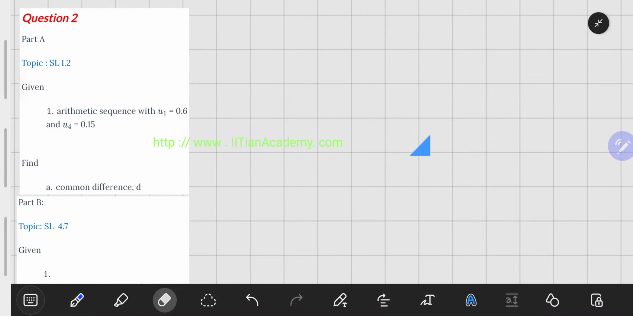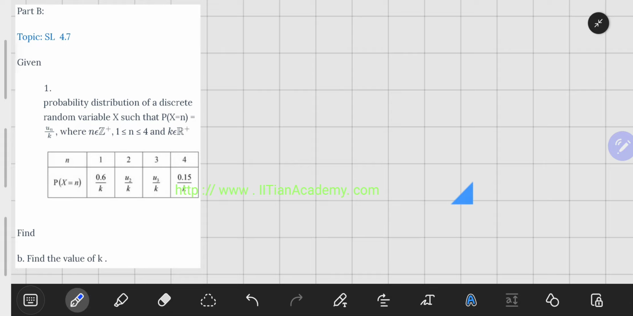Hello and welcome. Here we are doing question 2 where we are given a part A and part B. For now we will just focus on part A, where we're given an arithmetic sequence where the first term is equal to 0.6 and our fourth term is equal to 0.15. For our question, we're asked to find the common difference, d.